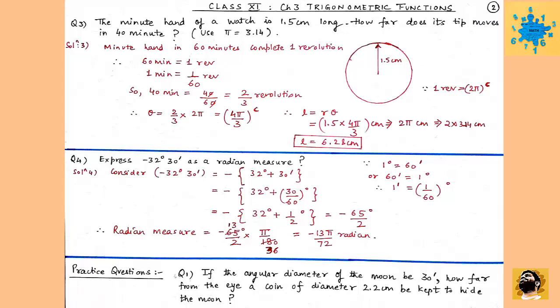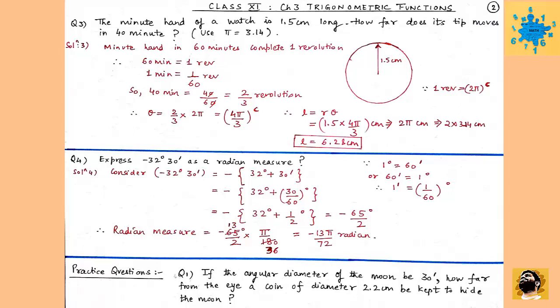According to our question, the minute hand in 60 minutes completes 1 revolution. So we can write that 60 minutes is equal to 1 revolution. Therefore by unitary method, 1 minute is equal to 1 upon 60 revolution. So in 40 minutes, we have 40 upon 60 revolution, which is equal to 2 upon 3 revolution. And now we have to find the value of theta, which always comes in radian.